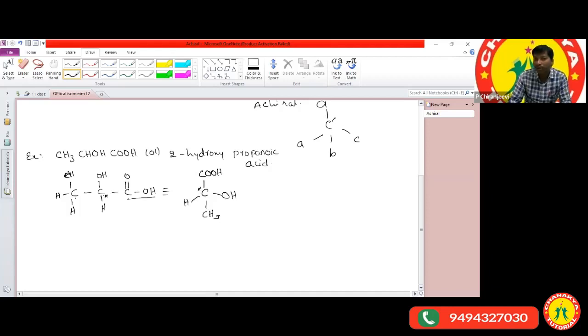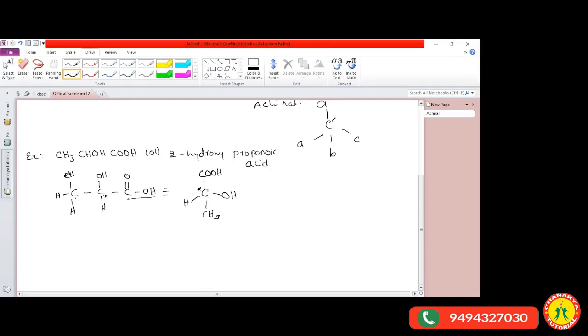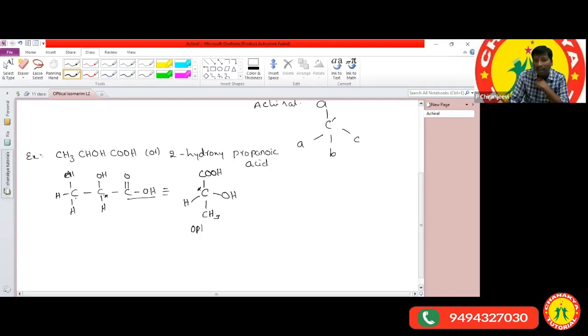Now you can check the second carbon atom. The second carbon atom is attached to 4 different atoms or groups of atoms. If it is attached to 4 different atoms or groups of atoms, then the given carbon is called chiral. If it is chiral, then it is optically active. Very good. So this one is optically active.